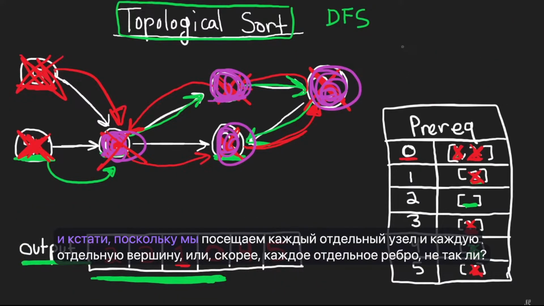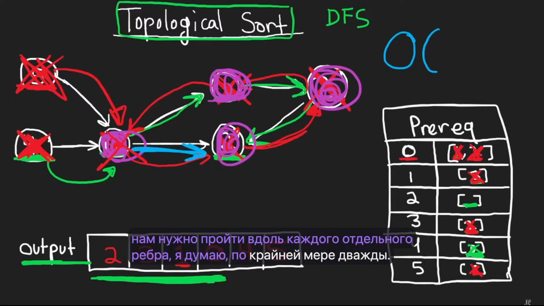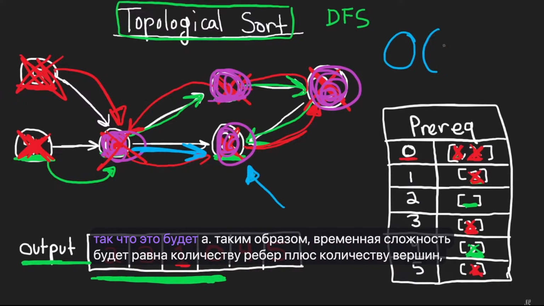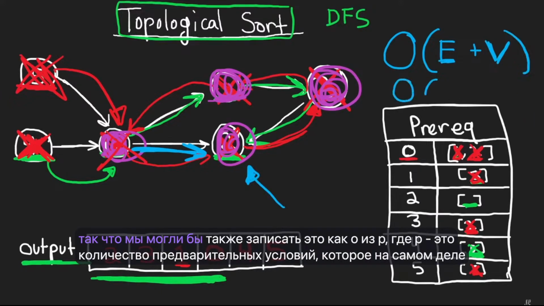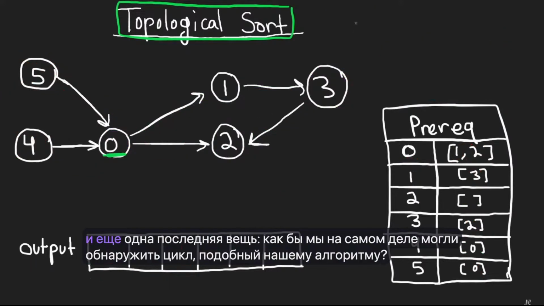And by the way, since we are visiting every single node and every single edge, we have to travel along every single edge, I think at least twice, and we're probably going to visit every single node up to 2 times. So the time complexity is going to be the number of edges plus the number of vertices, or by vertices, we also mean nodes. So we could also write this as O of P plus N, where P is the number of prerequisites, which is the number of edges, and N is the number of courses, which is also equal to the number of vertices. And one last thing, how would we actually detect a cycle with our algorithm?